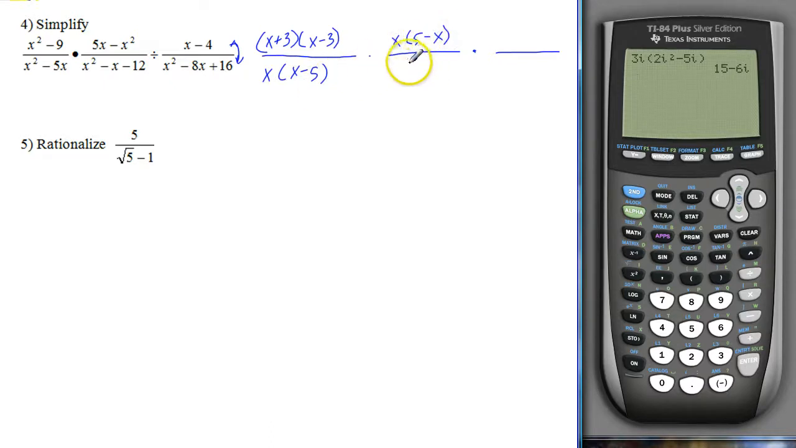Now, as soon as I see this backwards, I'm thinking negative 1 trick. x minus 4, x plus 3. And finally, x minus 4 goes downstairs because we flip this one over, and upstairs will be x minus 4, x minus 4. So check your factoring.